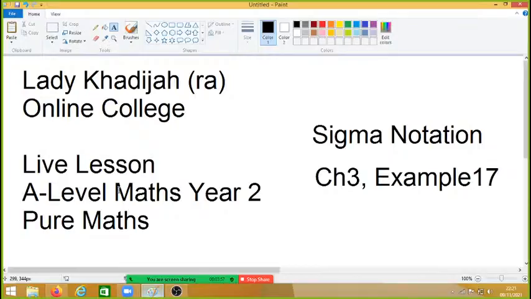Live lesson, A-level maths year 2, pure maths. Today's topic is sigma notation. If you're following the book, then it's chapter 3, example 17.